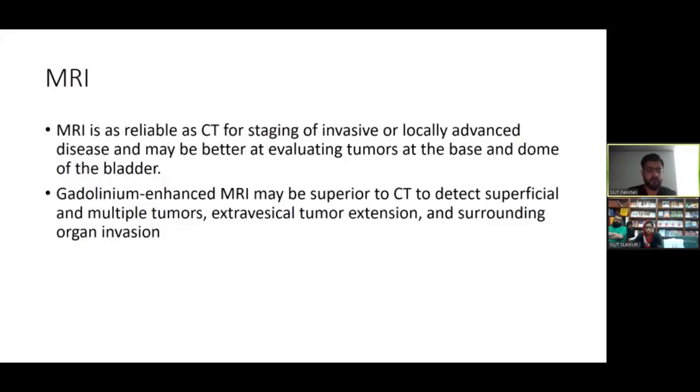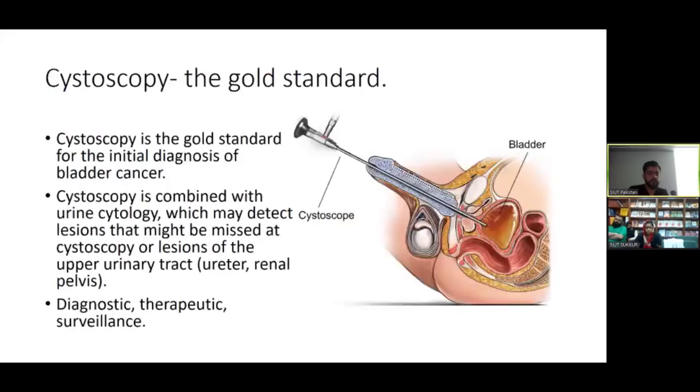MRI is as reliable as CT for staging invasive or locally advanced disease, or maybe even better when it comes to small tumors present at the base and dome of the bladder. MRI with gadolinium enhancement may be even superior to CT when it comes to detecting lesions and multiple tumors, extravesical tumor extension, and spread into the surrounding organs.